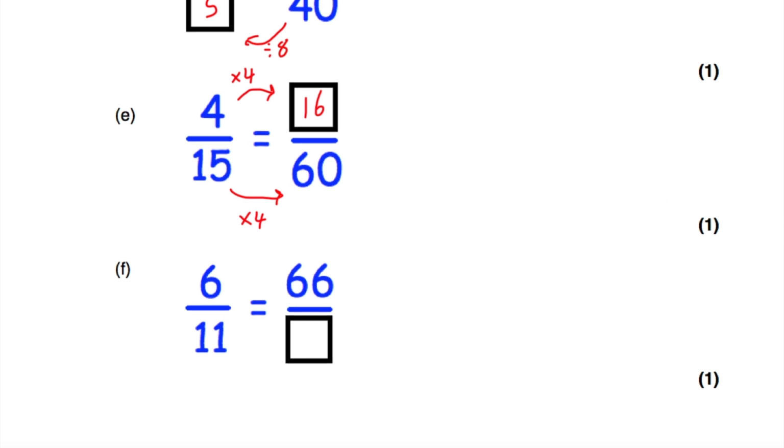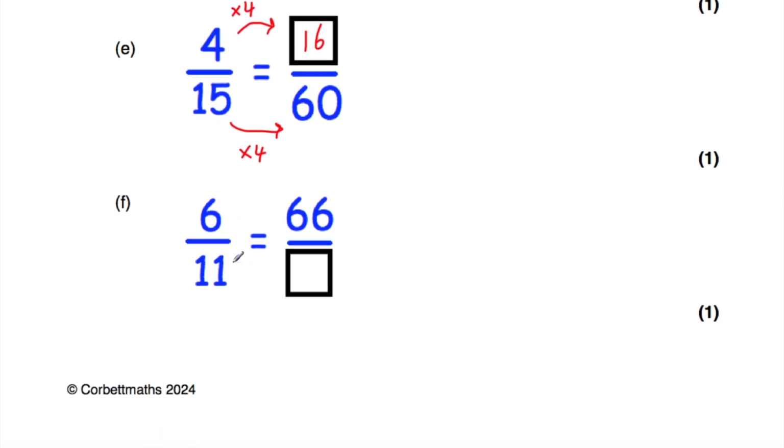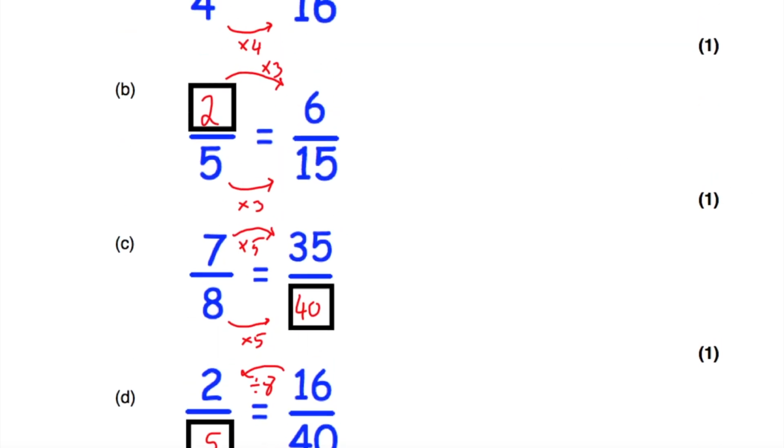Okay, and part F. Part F, we've got 6/11 equals 66 over blank. Well, to get from 6 to 66, we would multiply by 11 because 6 times 11 is 66. So we need to do 11 times 11 because we need to multiply the denominator by 11 as well. So 11 times 11 is 121. So that missing number is 121. And that's it. So we've answered that question on equivalent fractions.